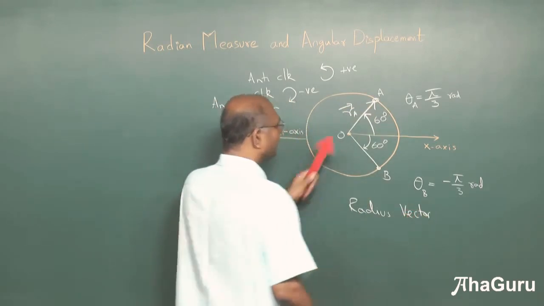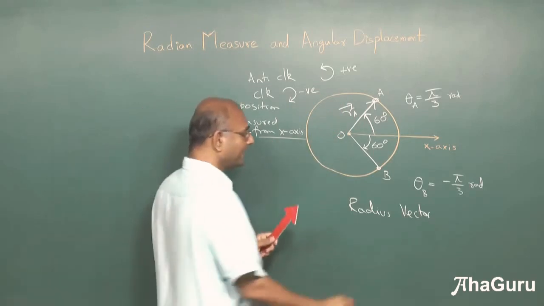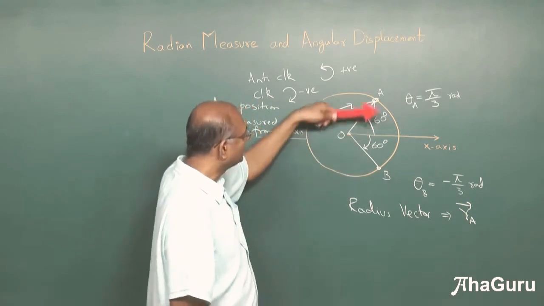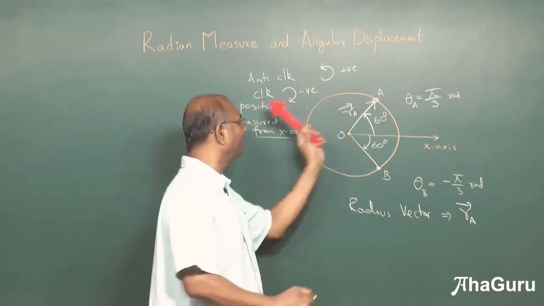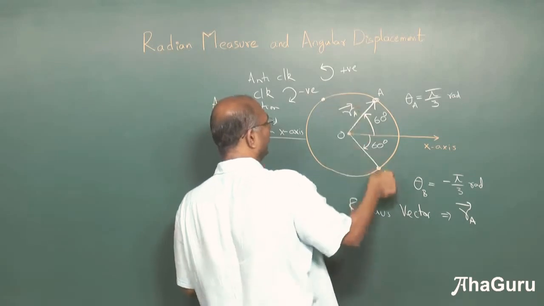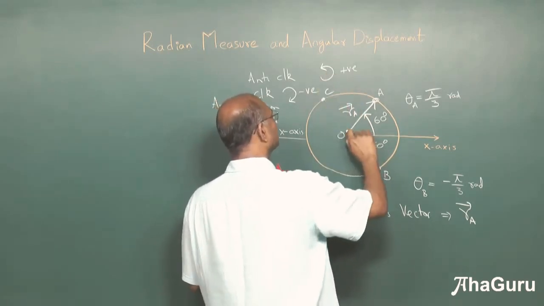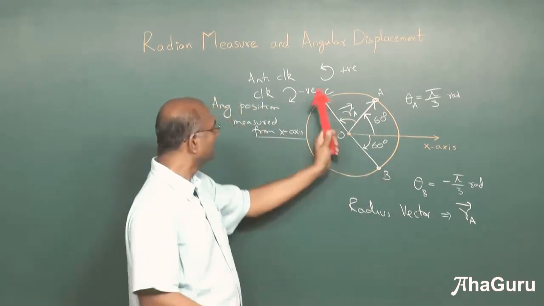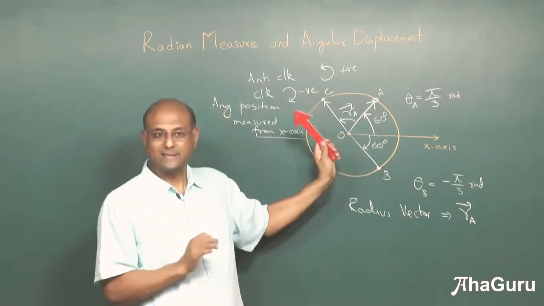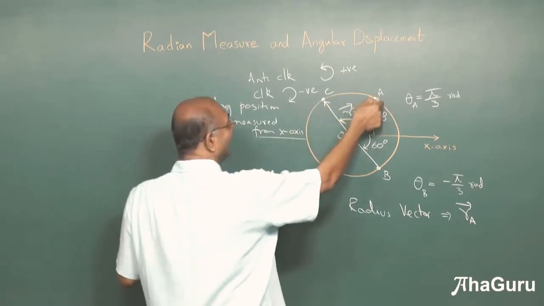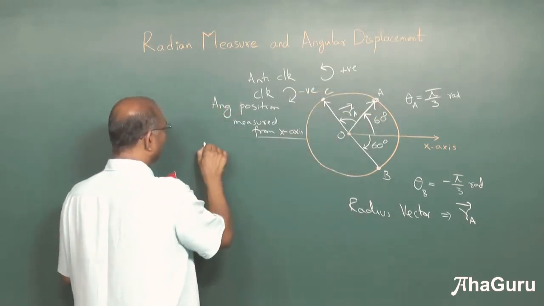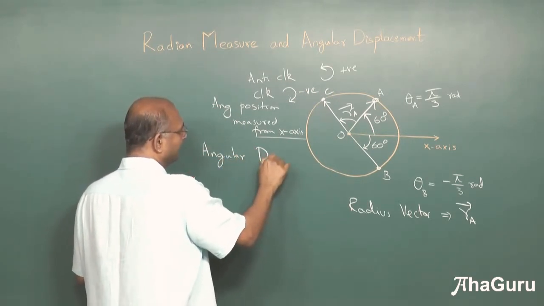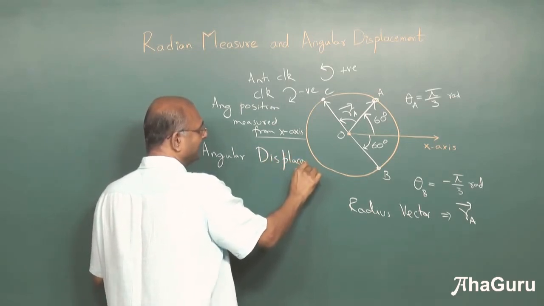So what is the radius vector of the particle when it is at A? It is equal to RA. Suppose it moves from A to, I've already used B, so let me say this was C. Then the radius vector has turned. The new radius vector is RC. Now, what is the angular displacement? So we'll now define this quantity called angular displacement, which is very different from linear displacement.